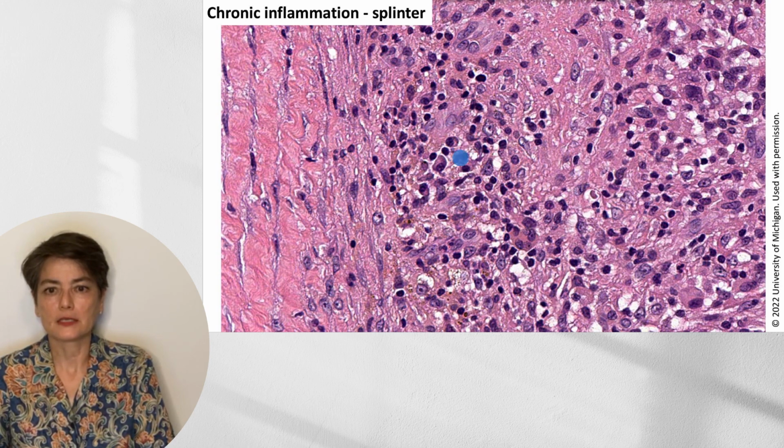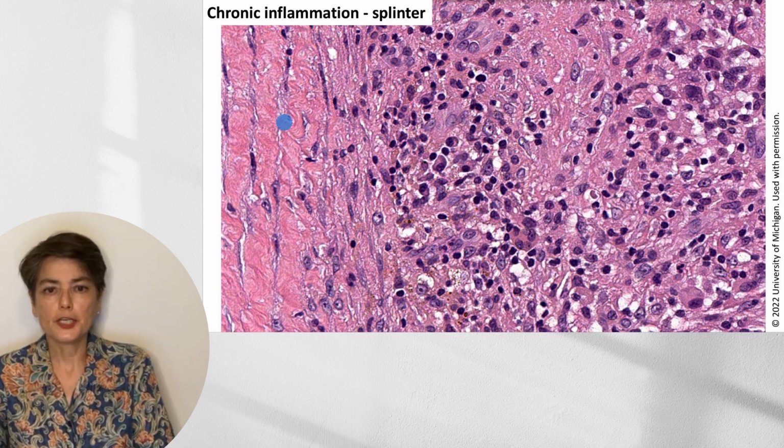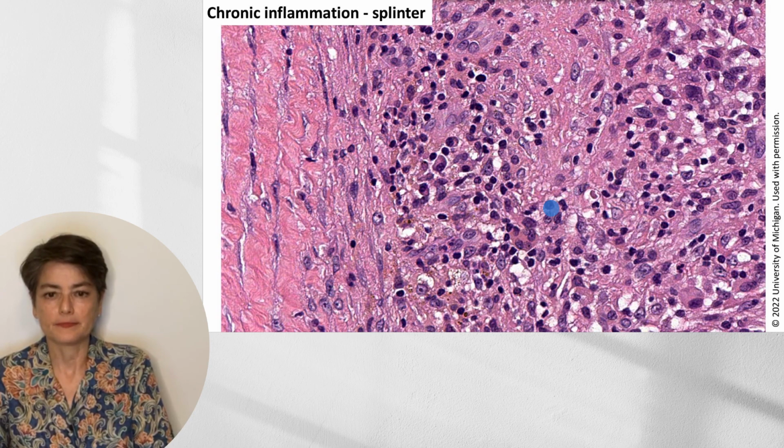This one looks to me like a little ladybug with the eccentric nucleus and the little perinuclear hof, because that's where the antibodies are coming from. We can also appreciate the fibrosis, which we will see in chronic inflammation. And then we have some macrophages. You can recognize them here by the somewhat foamy appearance of their cytoplasm.